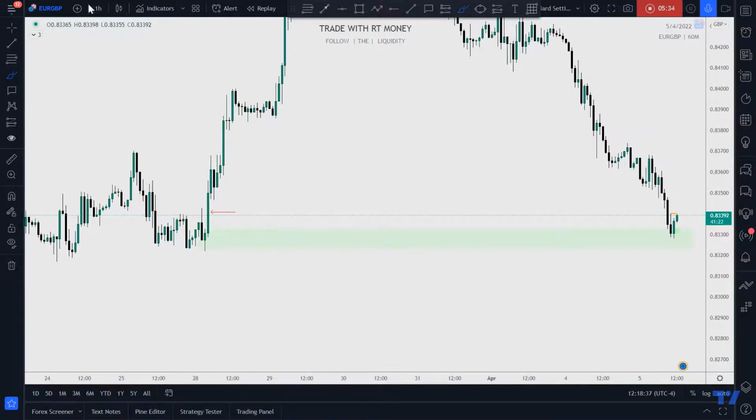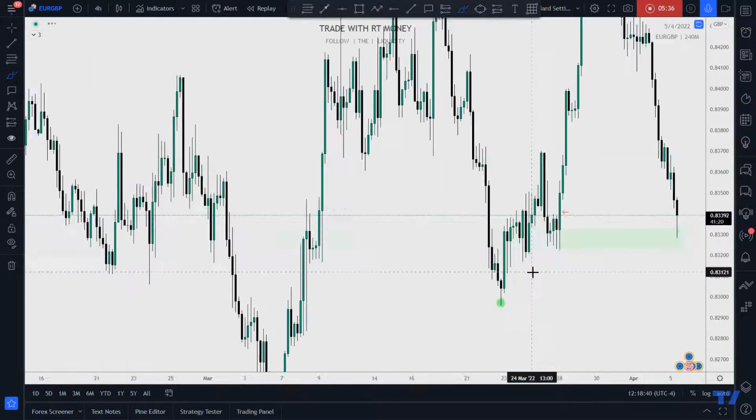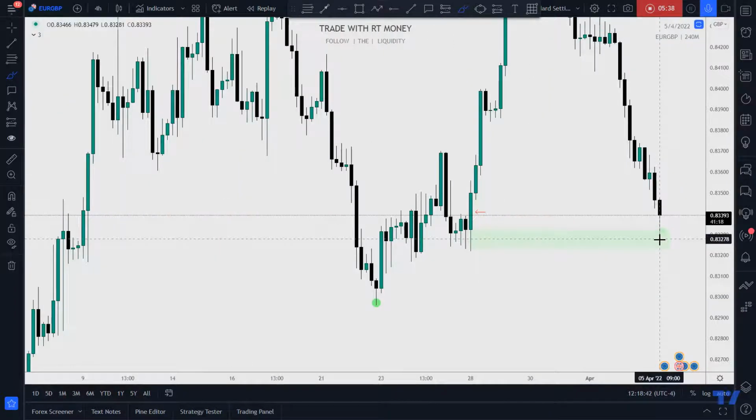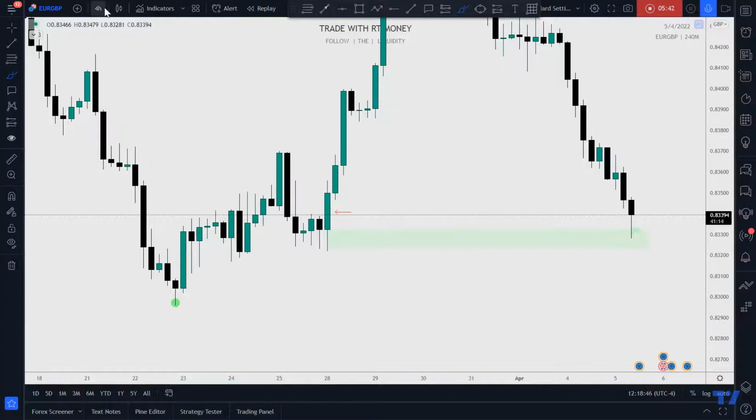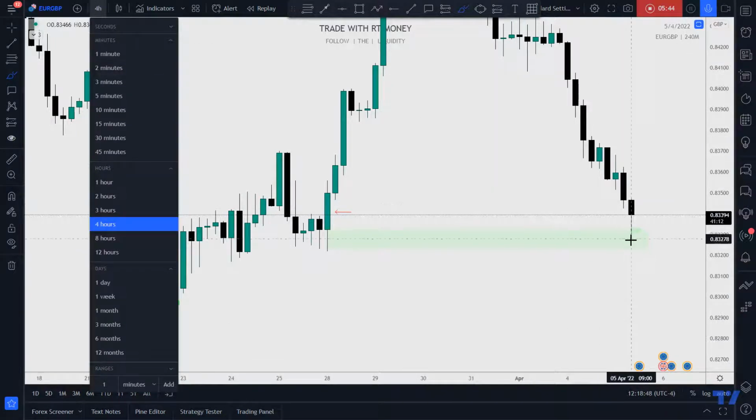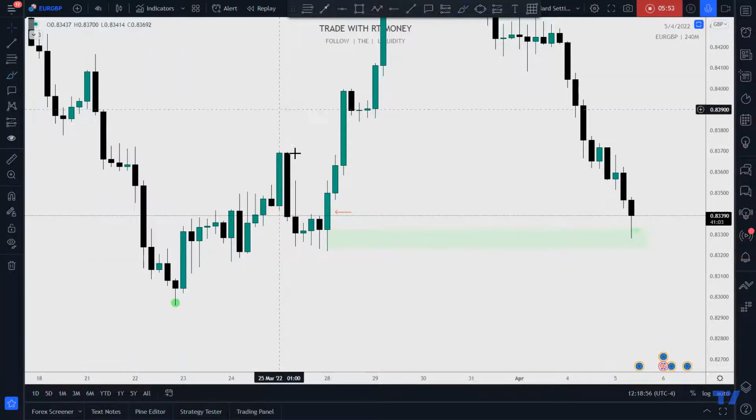Good. All right, so we go back to the 4-hour. Here we are, we've landed in here and we find ourselves rejecting. That's why I'm passing this on to you. What do I want to see? When price reaches my POI, I want to go to a lower time frame to see if there's bullish price action, in this case bullish price action here, so that I can say, hey, price is shifting. The market is shifting from bearish to bullish momentum.